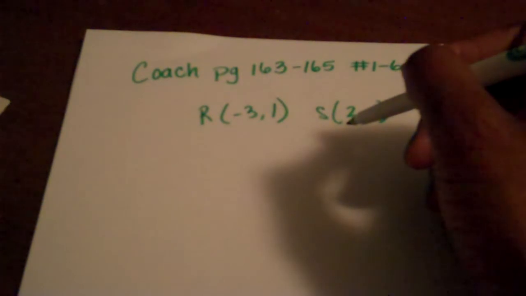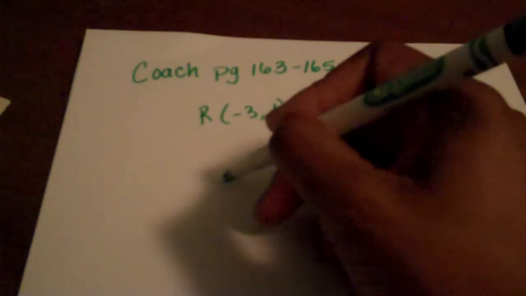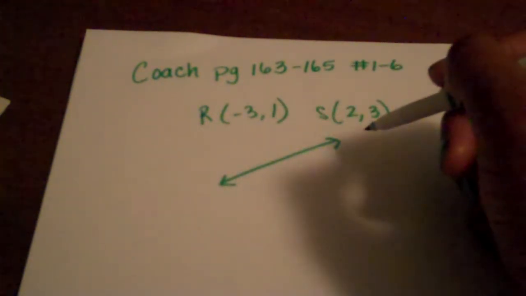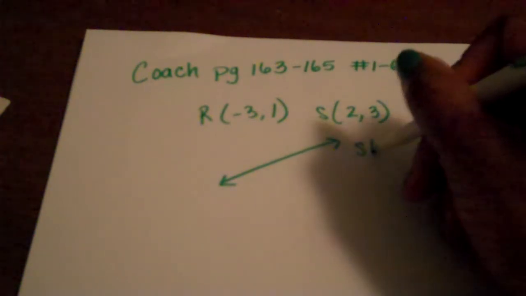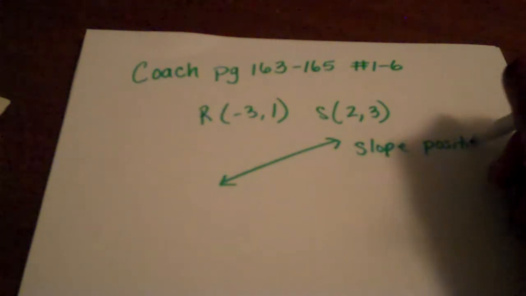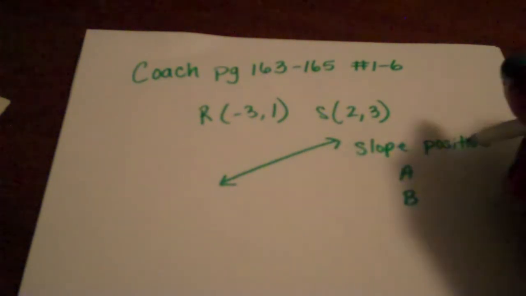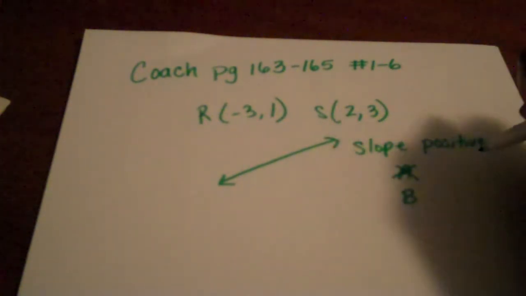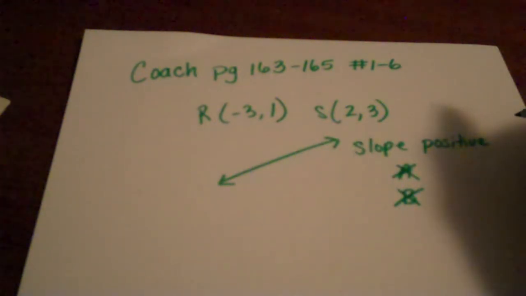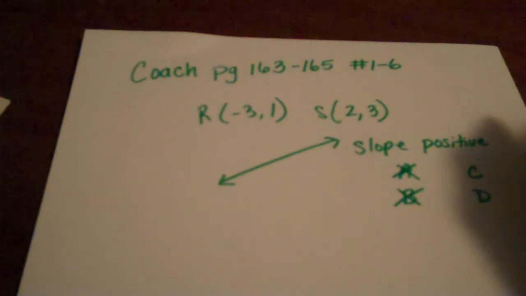When you're given 2 points and you want to find the slope, in this case you were also given the graph. The graph is going in an upward motion. Because the line is going in an upward motion, you know that your slope is going to be positive. If you look at your answer choices, answer choice A and B are both negative slopes. Therefore, you can eliminate A and you can eliminate B. So that leaves answer choice C and D.